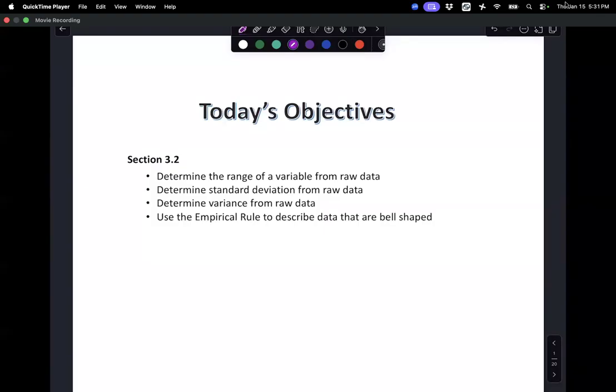So today we're in section 3.2. You will need your fancy calculator. And I have my other one muted and it yells at me, hey, you're muted. I want to be muted.